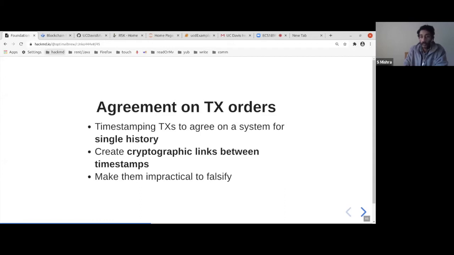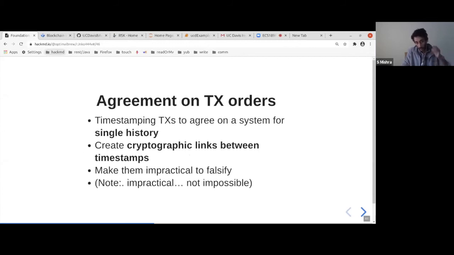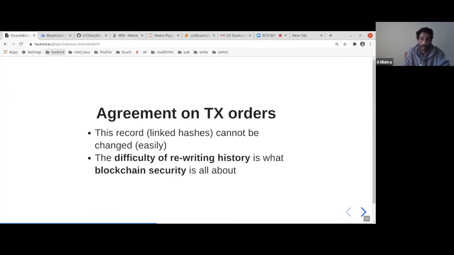And we want to create cryptographic links between these different blocks, which is going to make them very impractical to falsify. The key word here is impractical, because a lot of marketing departments in blockchain companies like to sell blockchain as irreversible. And that's not true. It is possible to reverse blockchains, and reversals happen all the time. It's just that it's impractical. Computationally impractical, monetarily impractical to try and reverse the history.